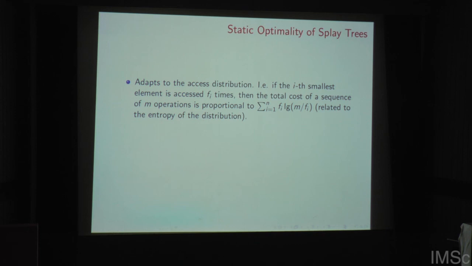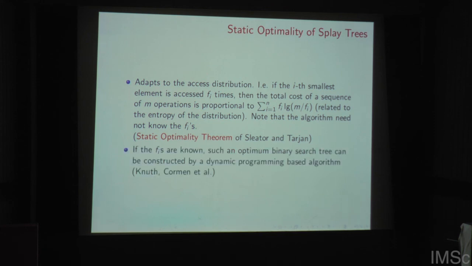Okay? So whenever you have a skewness in the distribution, then the splay trees actually perform much better than just having a logarithmic behavior. And this is without knowing this distribution, right? So you do this access, do this splay, keep doing this, and somehow the running time depends on the entropy of the distribution, even if you don't know this distribution. If you know the distribution, if you know the fi's, so this is called the static optimality theorem of Sleator and Tarjan. If you know the frequencies, then there is a standard dynamic programming algorithm which can actually build this nice optimum tree.